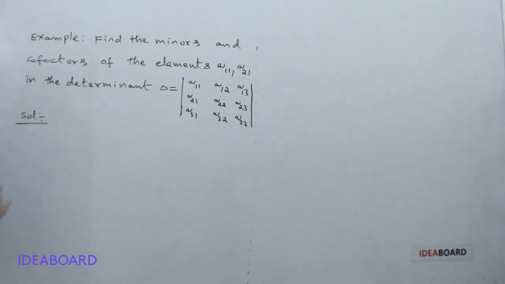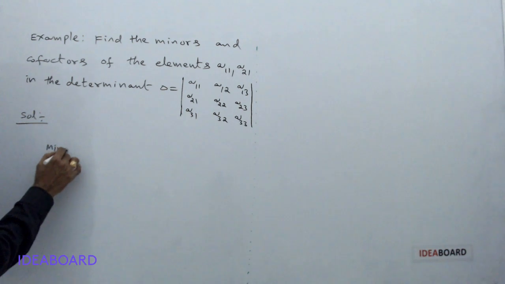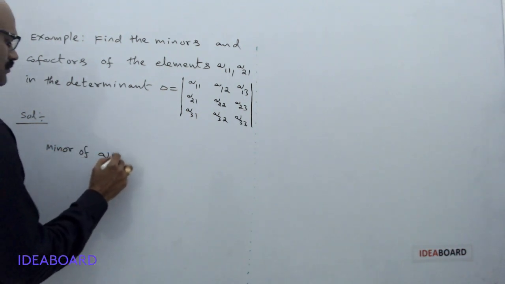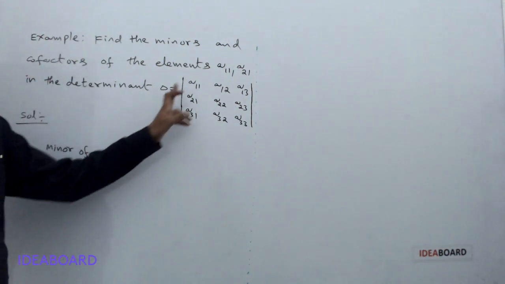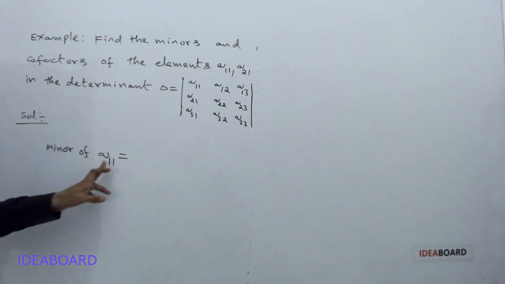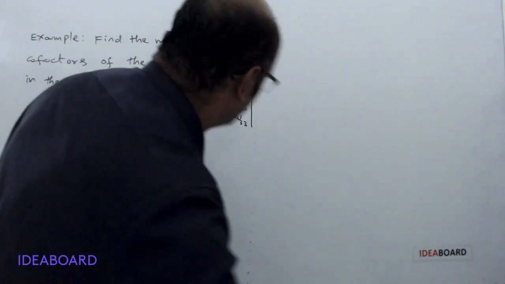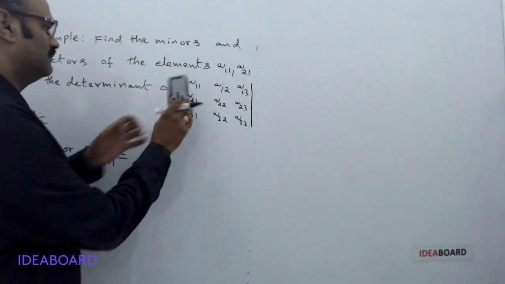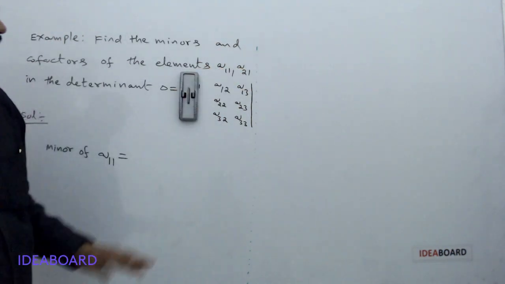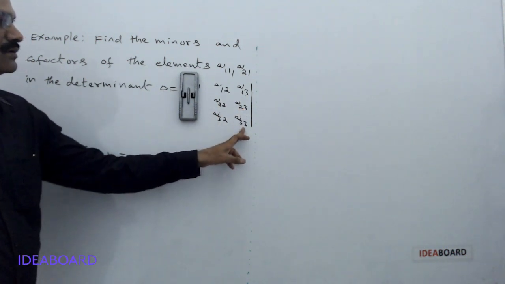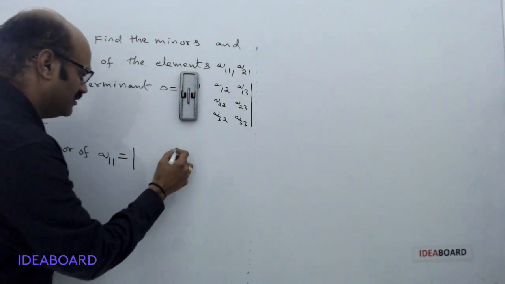Solution. Minor of the element A11 equal to, we have to identify which row and which column the element A11 lies in. So the element A11 lies in first row and first column. So we have to remove the first column and the first row. Then we get these four elements. Those elements we have to take in a determinant.